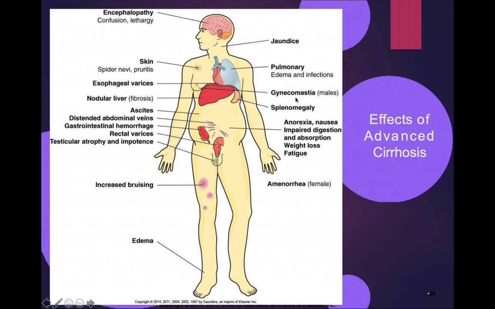And in males, gynecomastia. The males develop swelling around here in breast tissue. Females can lose their menstrual cycle. You get increased bruising due to the decreased clotting factors and lots of swelling, peripheral edema. It's got systemic effects, really does. Look at the liver, it's all fibrotic, it's enlarged.